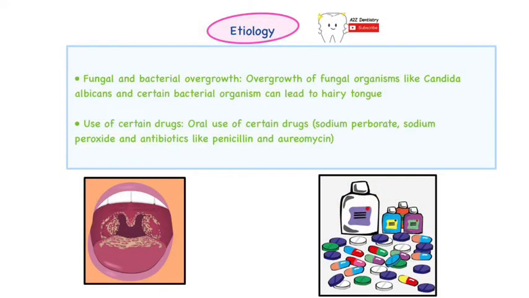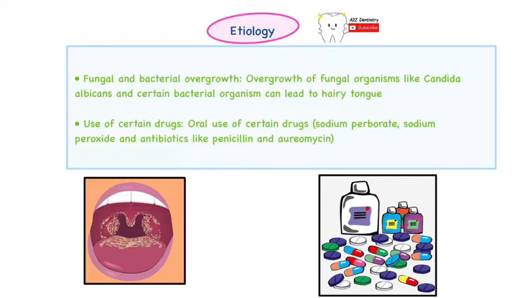Another etiological factor includes overgrowth of any fungi or bacteria. Particularly in the fungus group, it is implicated to the Candida albicans species. Now we know that it is a very common kind of fungus which is mainly responsible for various kinds of oral lesions which we study, right? So whenever there is an overgrowth of Candida albicans or certain chromogenic bacteria in the oral cavity, this might lead to hairy tongue.